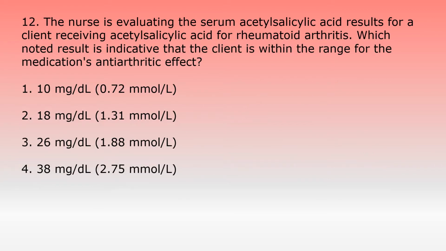12. The nurse is evaluating the serum acetylsalicylic acid results for a client receiving acetylsalicylic acid for rheumatoid arthritis. Which noted result is indicative that the client is within the range for the medication's antiarthritic effect? 1. 10 mg per deciliter, 0.72 mmol/L. 2. 18 mg per deciliter, 1.31 mmol/L. 3. 26 mg per deciliter, 1.88 mmol/L. 4. 38 mg per deciliter, 2.75 mmol/L.